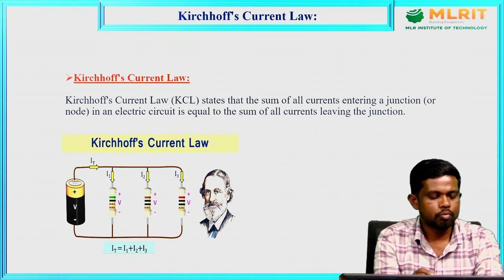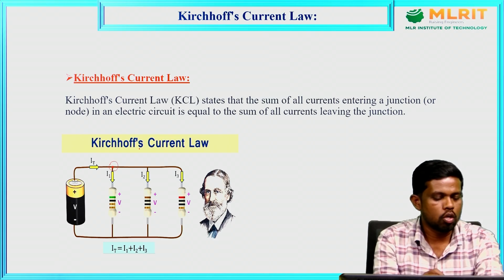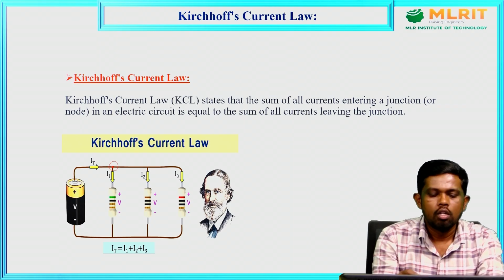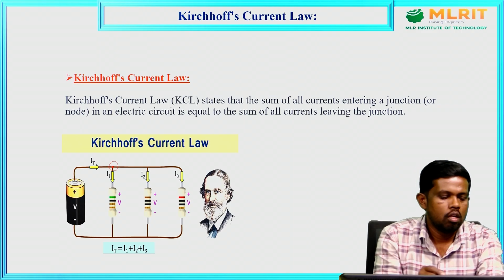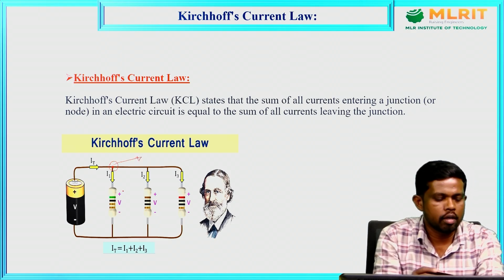So it states that in every electrical circuit, the algebraic sum of all the currents meeting at a common point, that point is also called a node point or junction point, must be equal to 0. In other words, we can also define the Kirchhoff current law like this: in every electrical circuit, with the node point as a reference, incoming currents are equal to the outgoing currents.